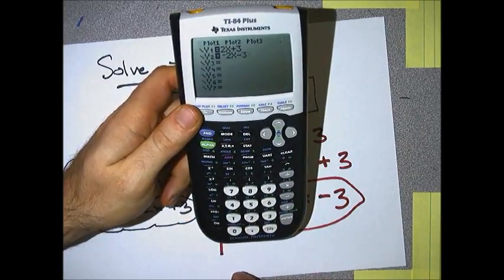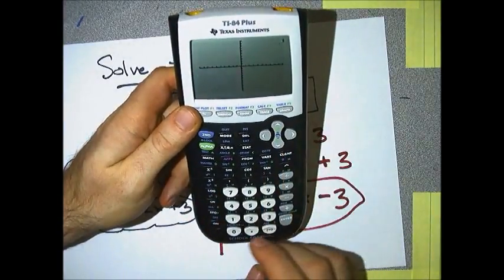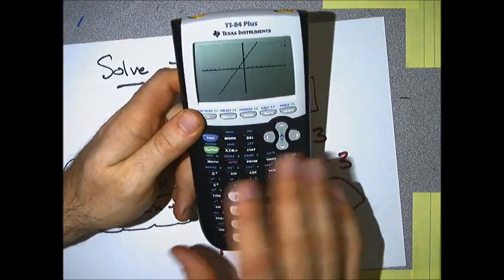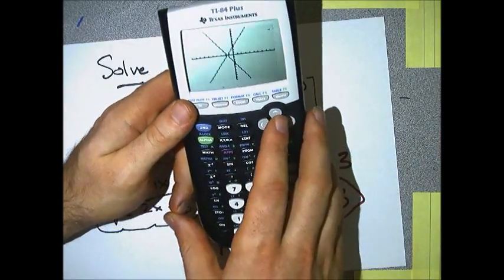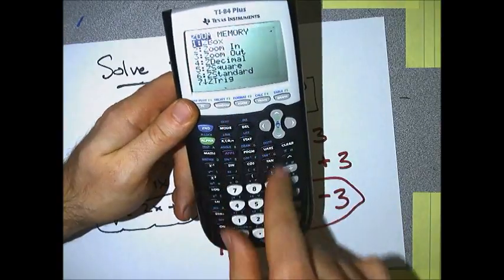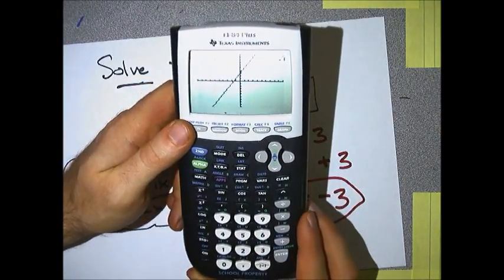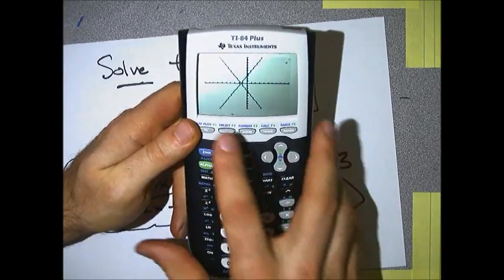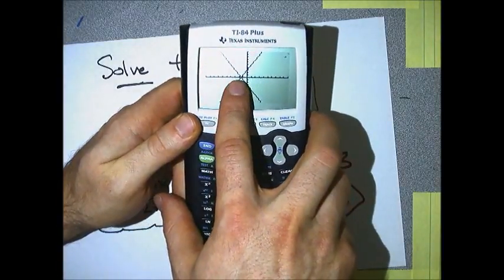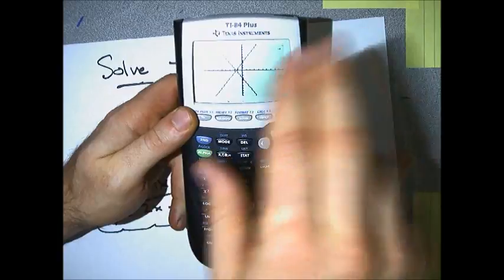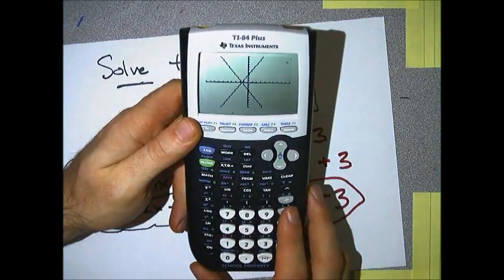So now we put them both in the calculator. We hit graph. If your window is messed up for some reason, it's too zoomed in and you can't see, you hit zoom and the number 6 for standard, and that would reset your window. So now you're looking at two lines. Your objective, your answer, is going to be the ordered pair where these two lines crisscross, where they intersect.